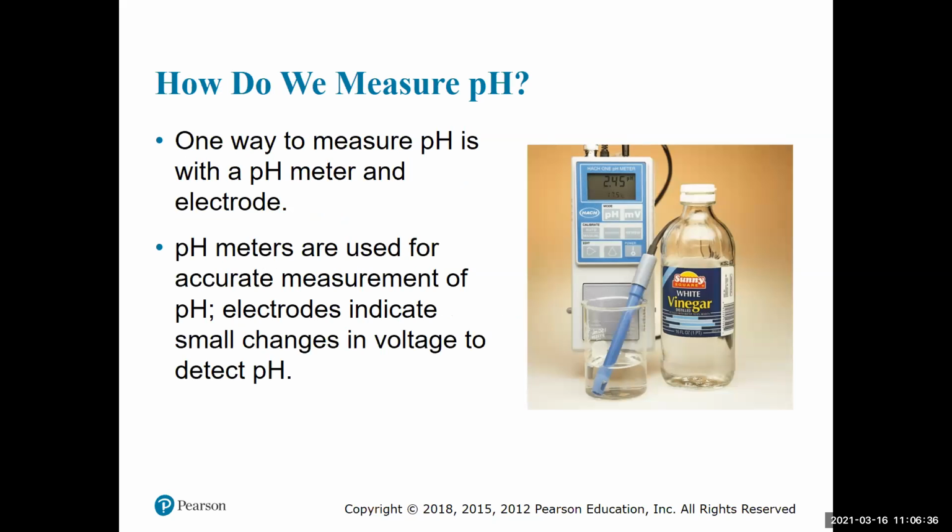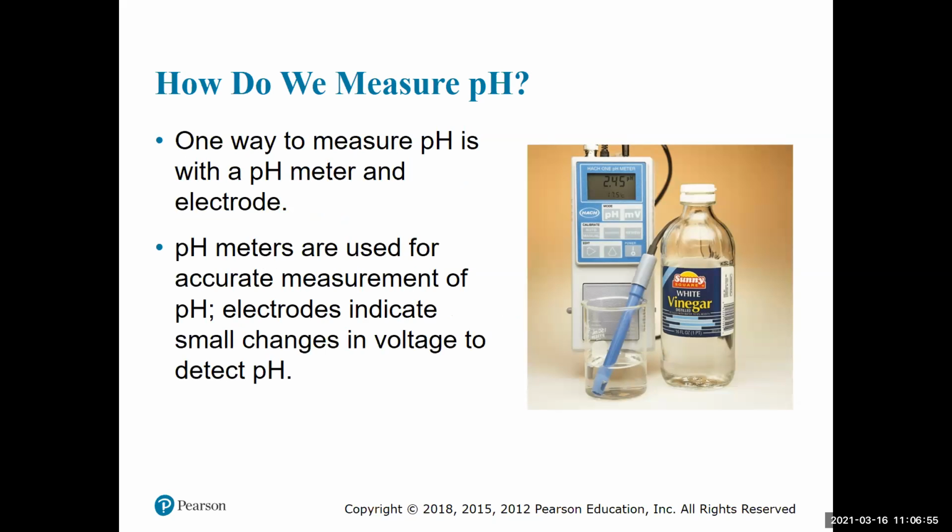So let's just talk a moment about measuring pH. There are a few common ways to do it. The most common way, at least in a laboratory setting, is to use a pH meter and a pH electrode. I think you've done that in your lab this semester. I think you're doing it right now from what I've heard.